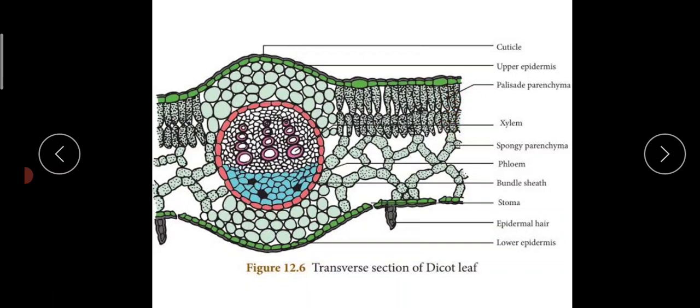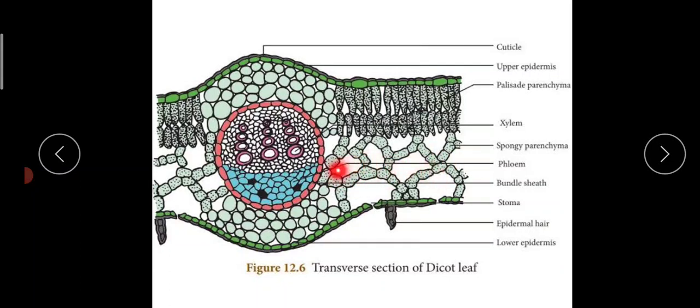So, the compactness of this palisade layer depends upon the intensity of light to which the particular leaf is exposed. That is, if the leaves are receiving high intensity sunlight, it will have a more compact palisade layer, and if it is receiving only low intensity light, the condition will be the reverse one. So then comes the spongy layer.